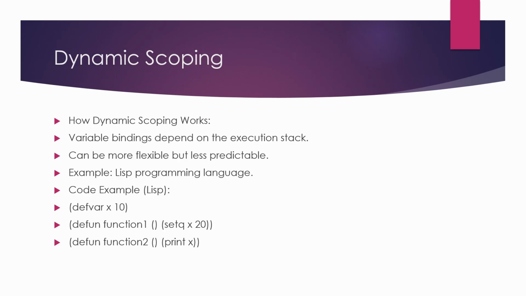On the other hand, dynamic scoping determines variable binding based on the execution call stack at runtime. This means the value of a variable is resolved based on which function is currently executing. For instance, in Lisp, the variable x takes the value defined in the most recent function in the call stack, making it dynamic. This can sometimes result in unpredictable behavior, but it offers flexibility in certain use cases.